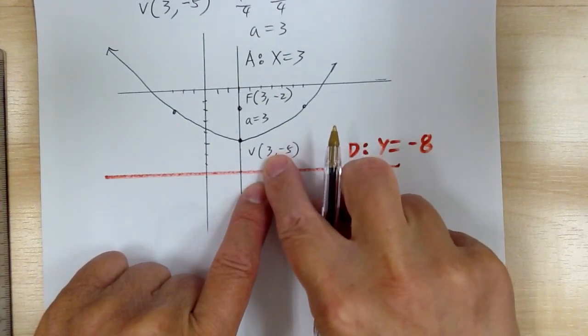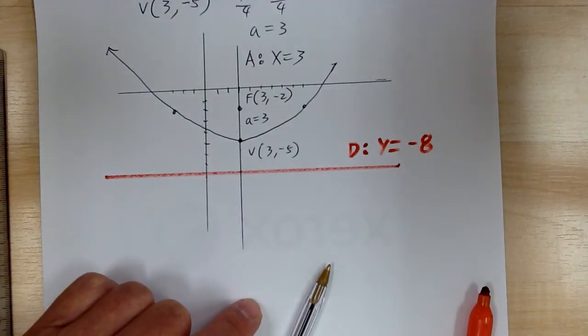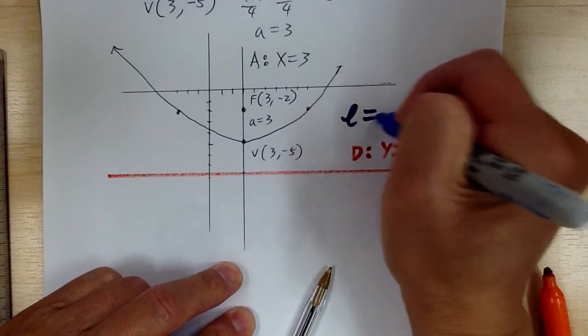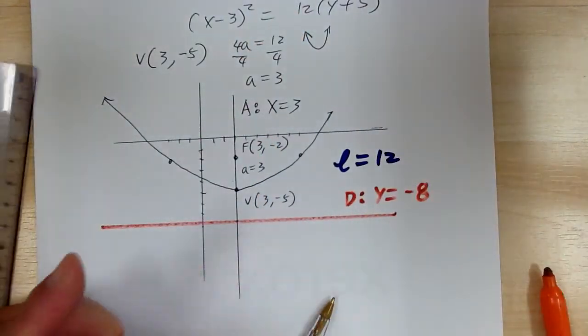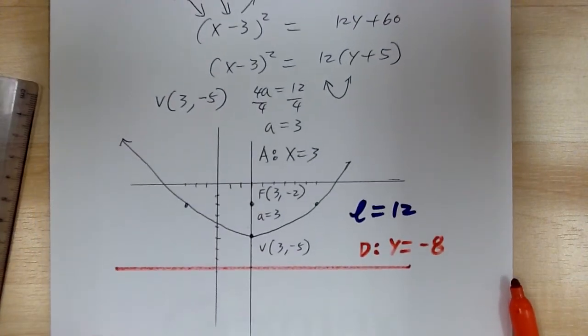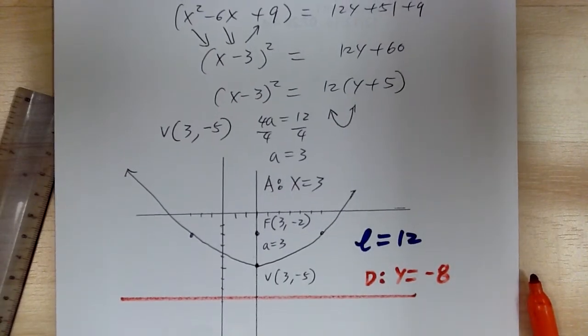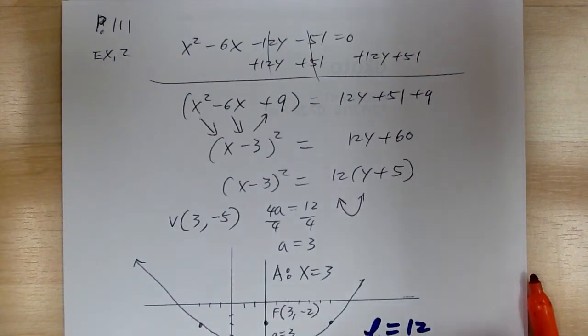So this basically is the h. Okay, so you got all this information, and the length of the latus rectum is the opening over here, which is this number over here, equal to 12. So that's all the information you need for example 2. Okay, let's go to example 3.